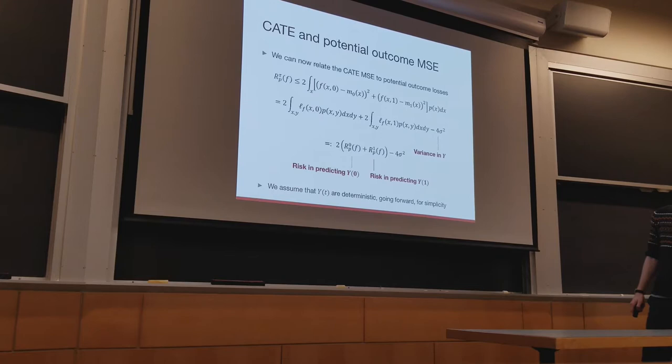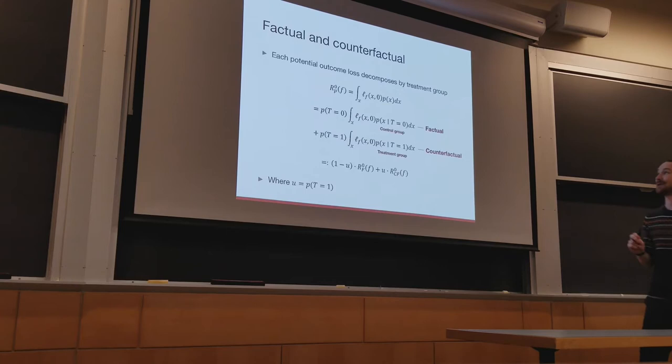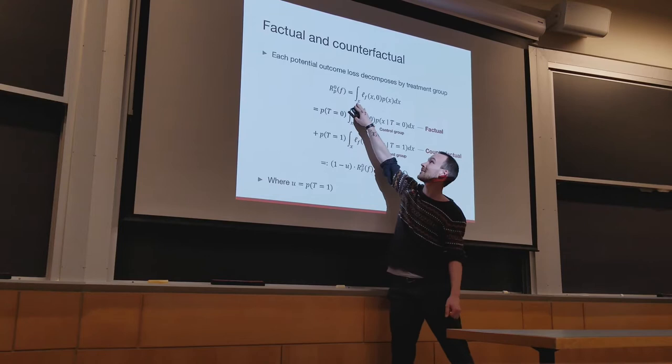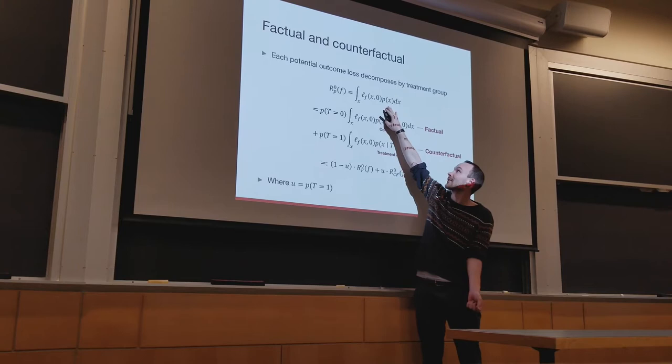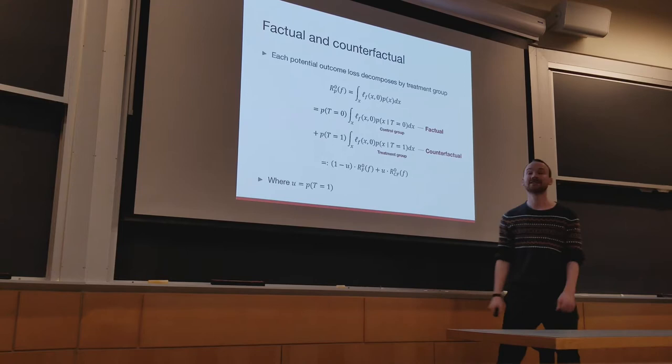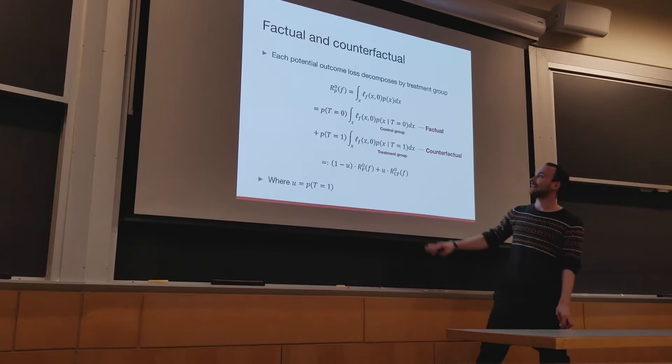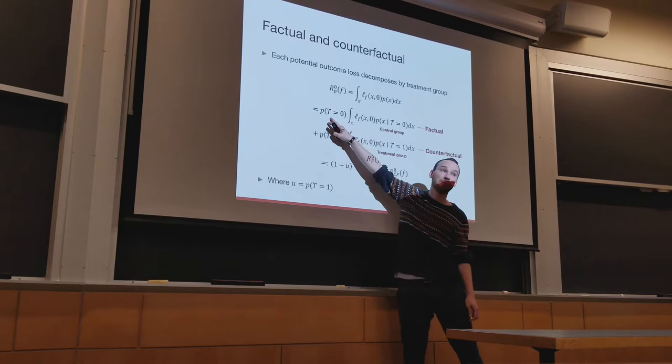So each of these potential outcomes can now be decomposed by a treatment group. Remember that the risk that we wanted to have was this expectation over our whole population, P of x. Notice here I have marginalized out t, so it's just the P of x, which means our whole population, both the treatment and control group. But we can separate them, again, just using law of total probability. So this is the loss for predicting the control outcome in the control group, and we multiply here by the marginal of being in the control group. And then we have the same thing for the treatment group.